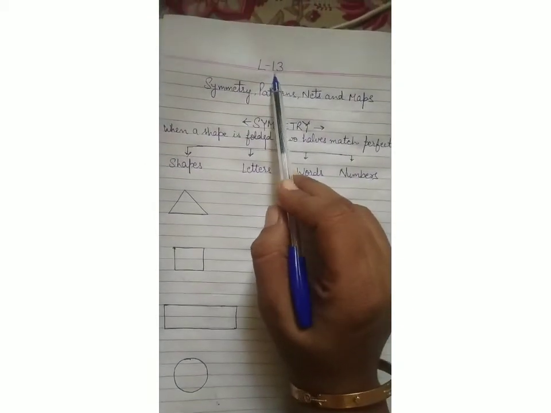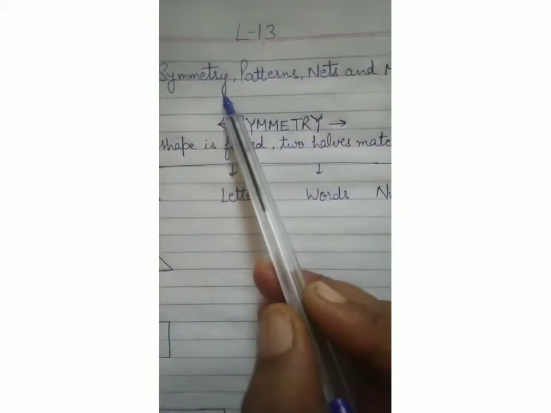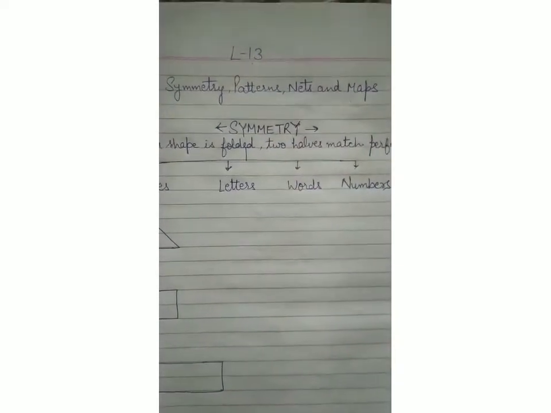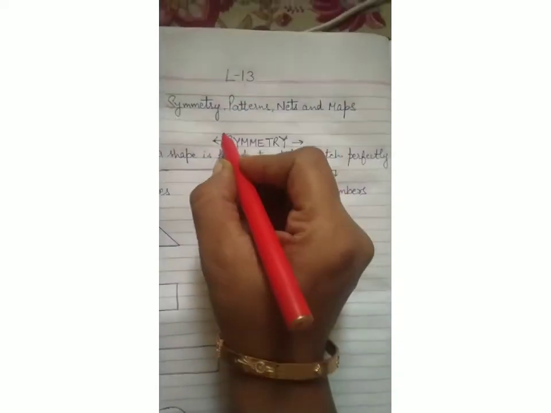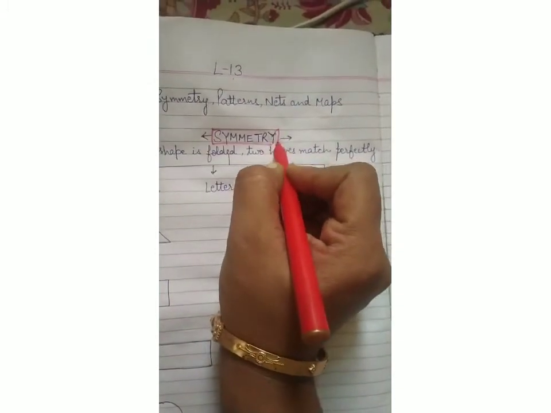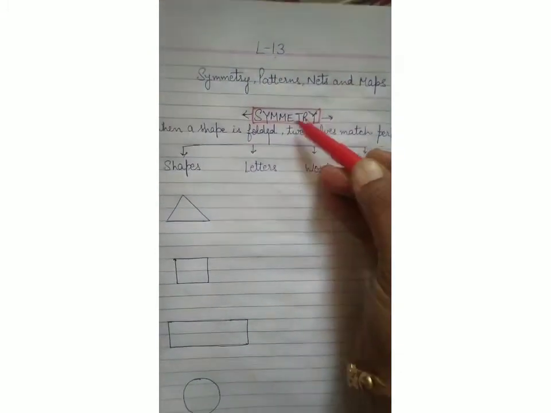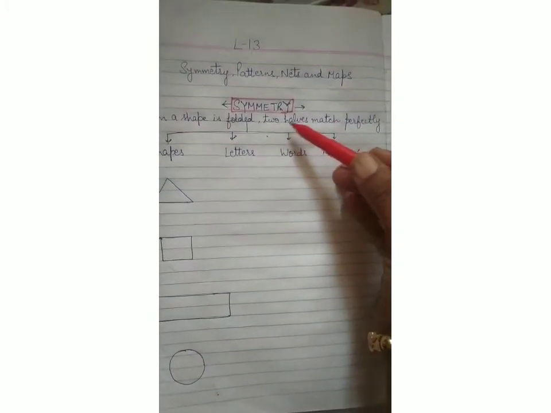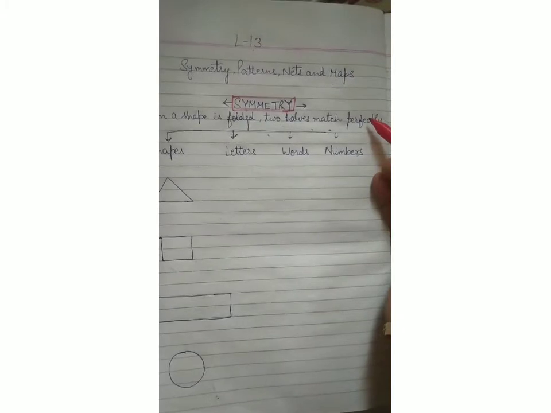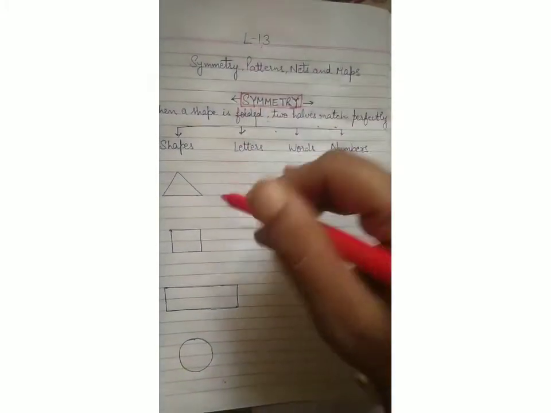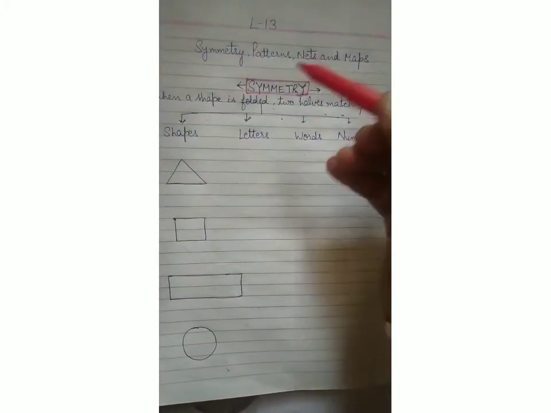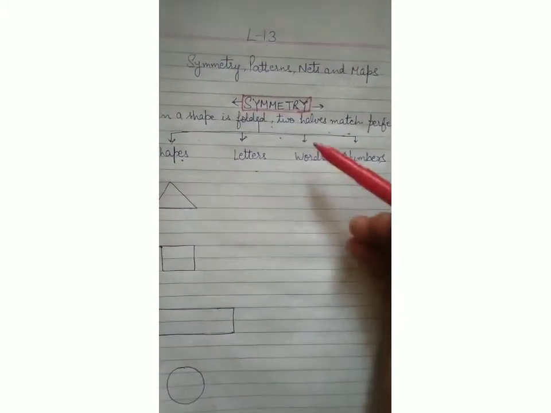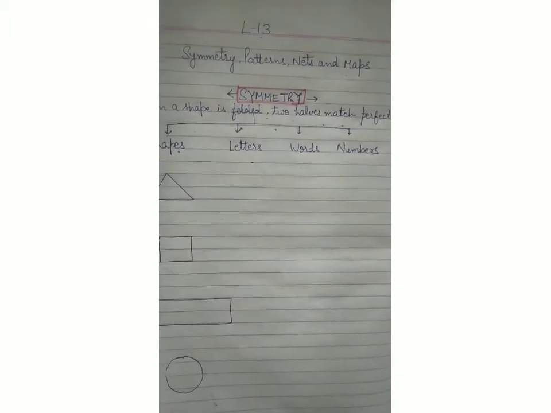Today we are going to study lesson number 13, that is symmetry, patterns, nets and maps. In today's module, we are going to study about symmetry. So, what does it mean by symmetry? When a shape is folded, then the two halves should match perfectly. That is called symmetry. So, symmetry we will see in different shapes, letters, words and numbers.